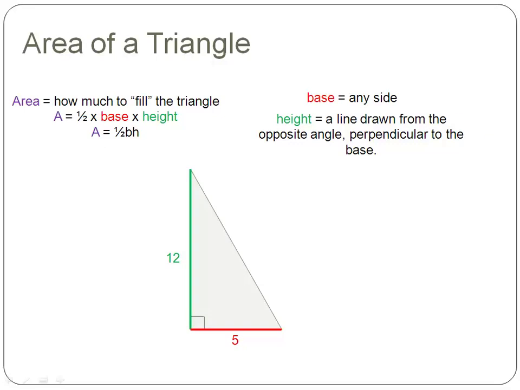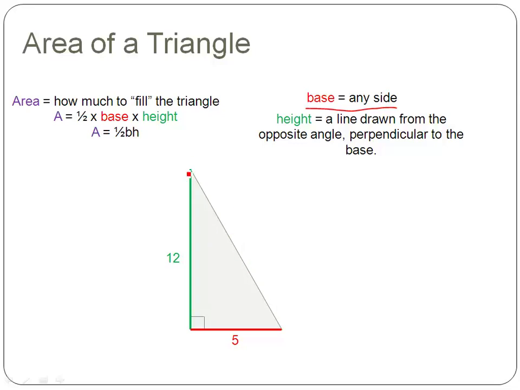Next, we're going to look at calculating the area of a triangle. So the area is 1/2 times the base times the height. So what is the base and what is the height? The base is any side of the triangle, so it actually has to be a side of the triangle. And the height is a line drawn from the opposite angle to the base that is perpendicular to the base.